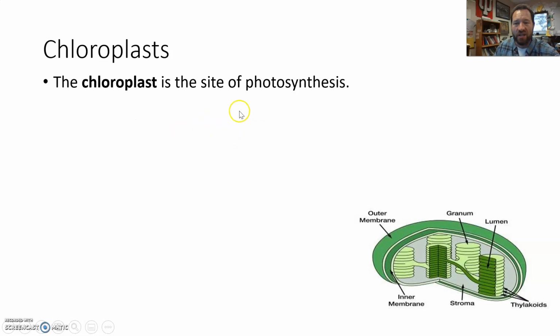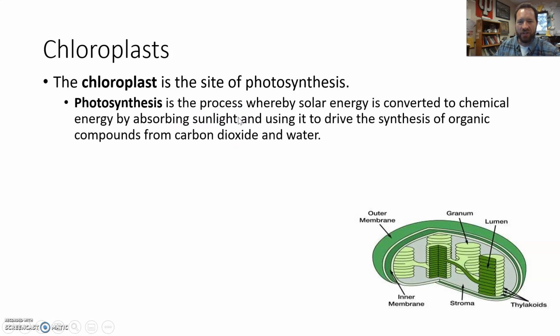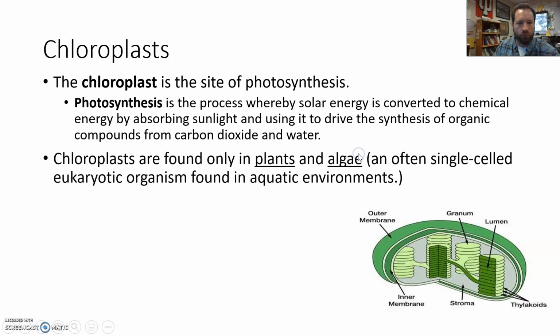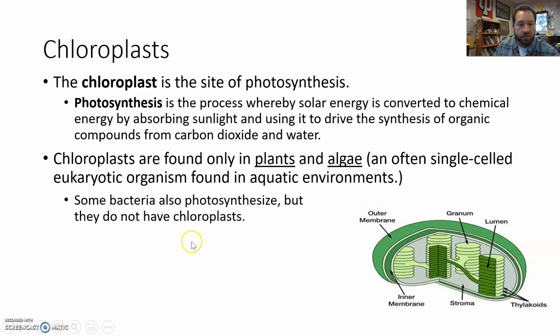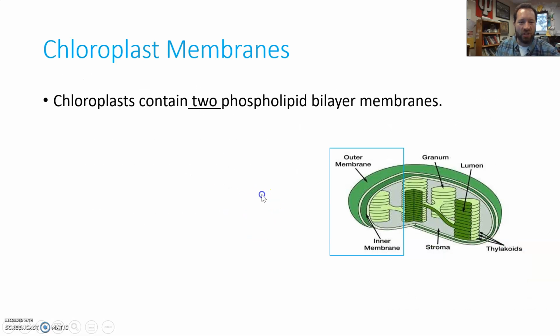The chloroplast is the site of photosynthesis. Photosynthesis is where sunlight is grabbed by the plant and it is converted into useful energy stored up in the form of sugar. Chloroplasts are only found in plants and algae. So algae is a single-celled eukaryotic organism. It's usually found just kind of floating around in water. Some bacteria can photosynthesize. They can go through that process, but they don't do it with chloroplasts. They just kind of do it on the side of their own cell membrane.